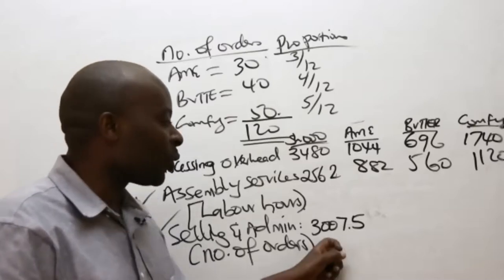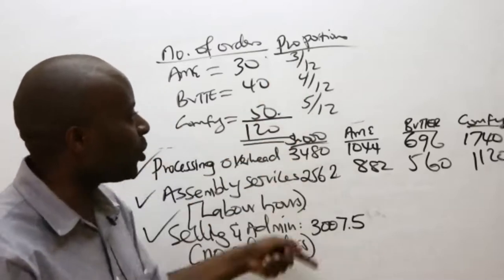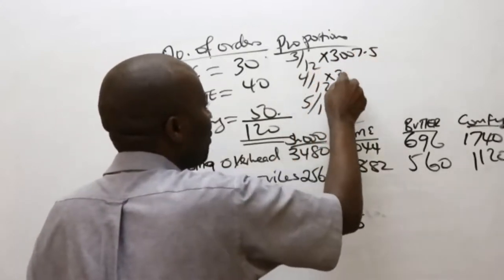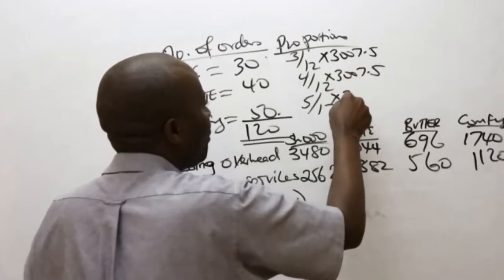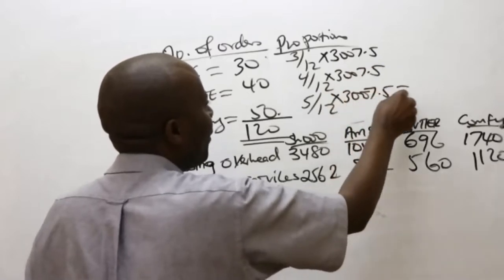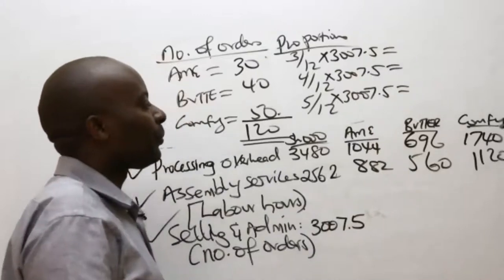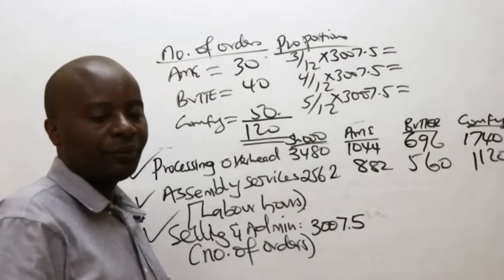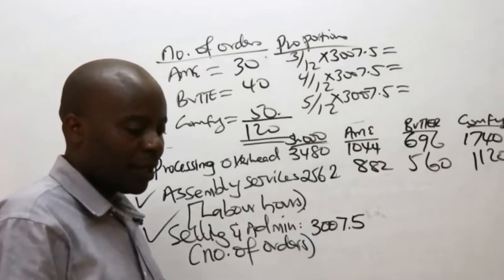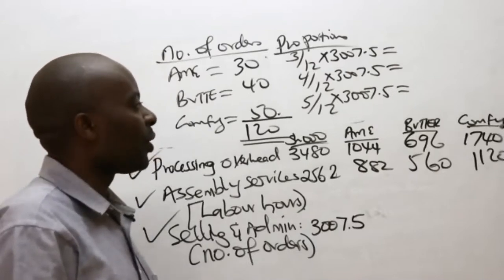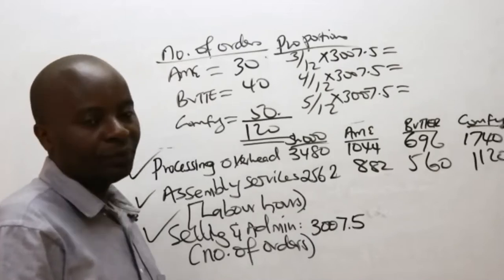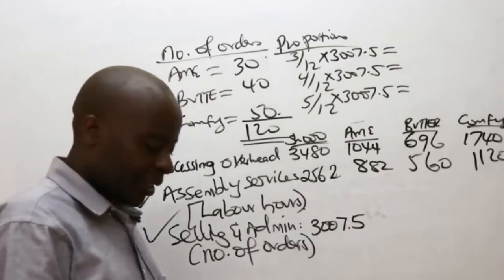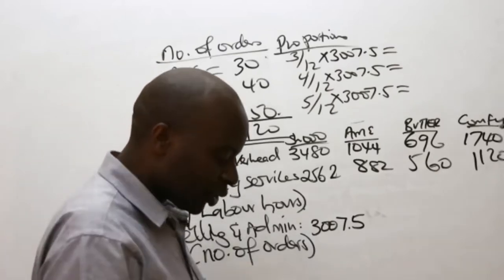So please go ahead and apportion it. How do we apportion this? We have the proportions already. So come and multiply this with 3007.5, this with 3007.5, this with 3007.5. Please give us figures. American, how much?